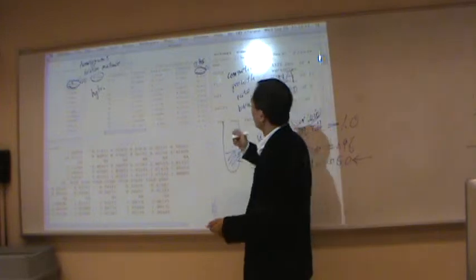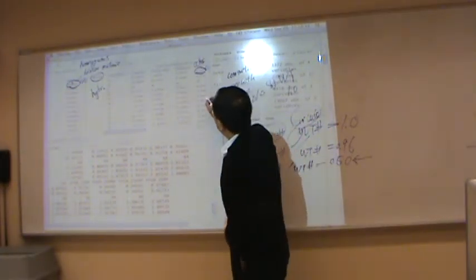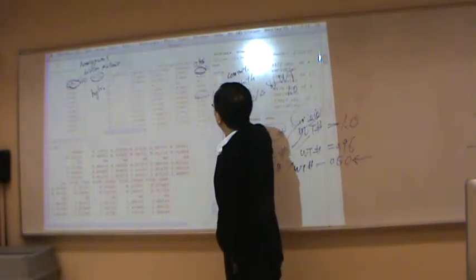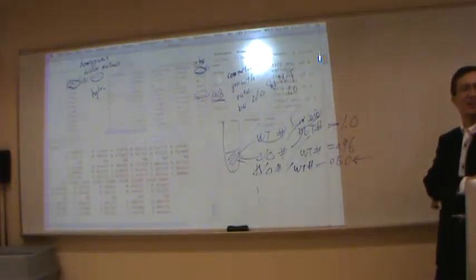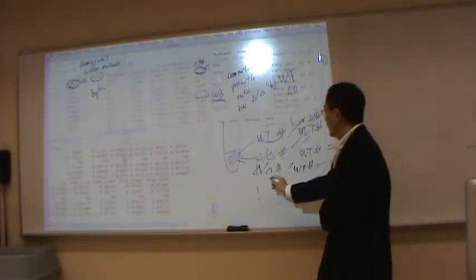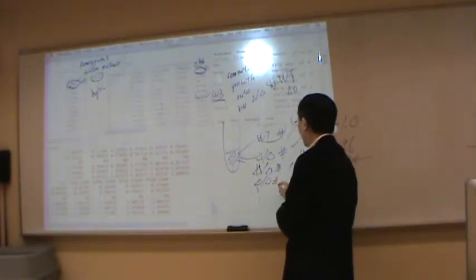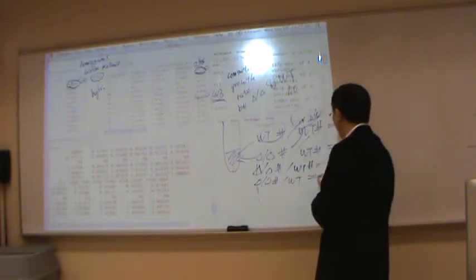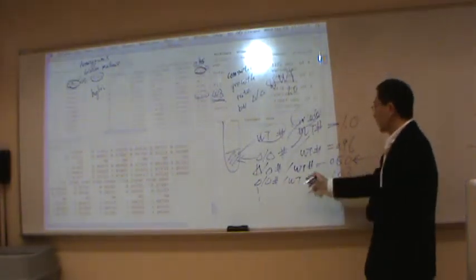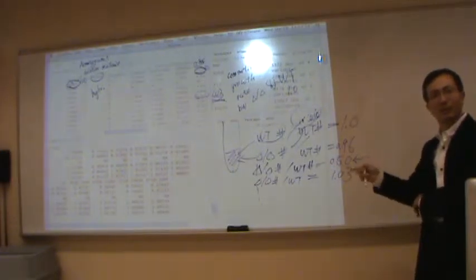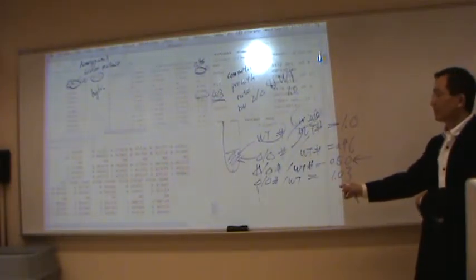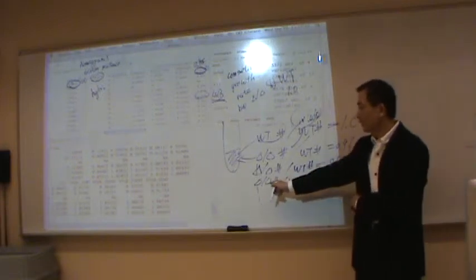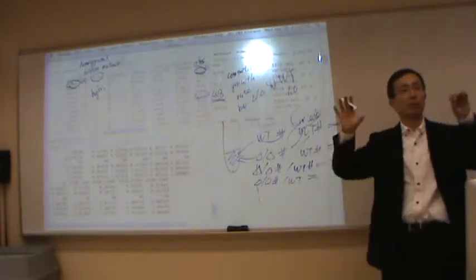Now here's a very interesting thing. If you look at this number, it's actually 1.03. How can that be? That means when I delete this gene and compare to wild type, the mutant does better than wild type. That means originally this gene must perform a function of growth inhibition.